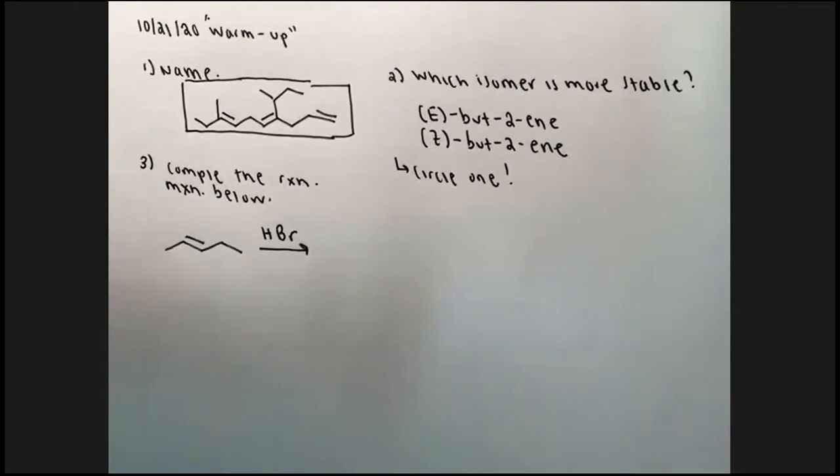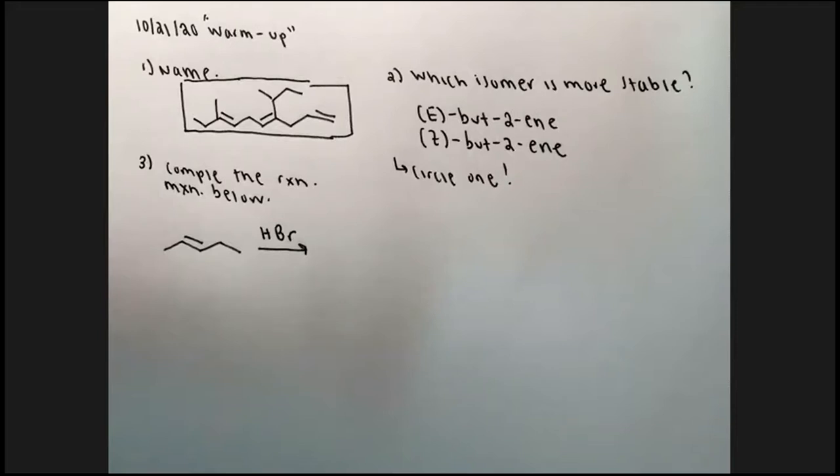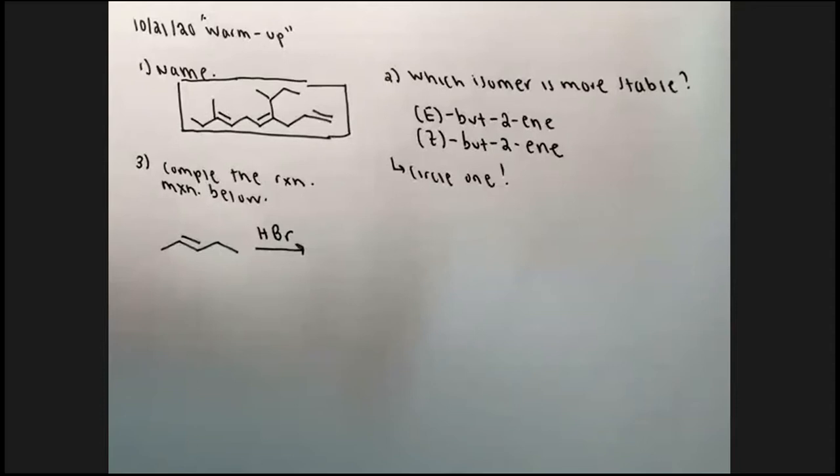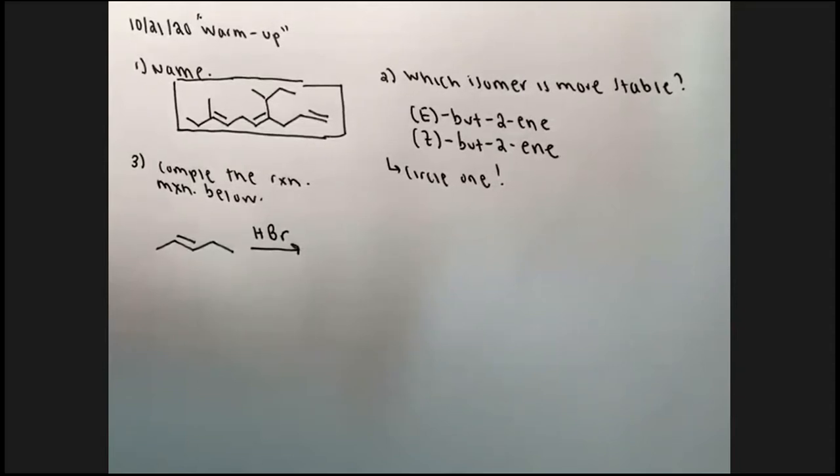So you should be able to do 1, 2, and 3 pretty decently at this point. So let's start with the nomenclature question, where we're naming. Clearly we see this is no longer just a plain alkane with substituents off of it. It's an alkene. More specifically, it's a triene. And we need to adjust the name accordingly.